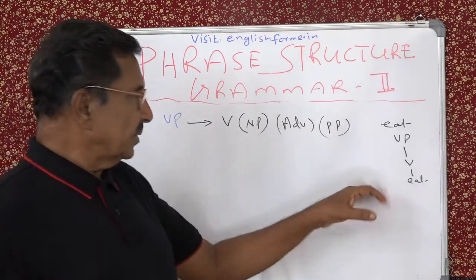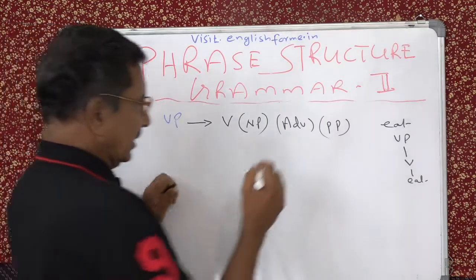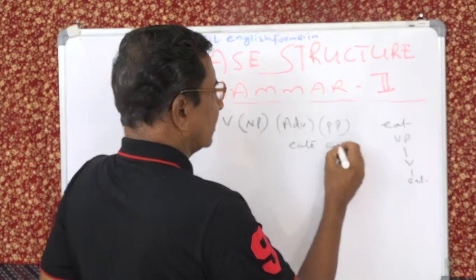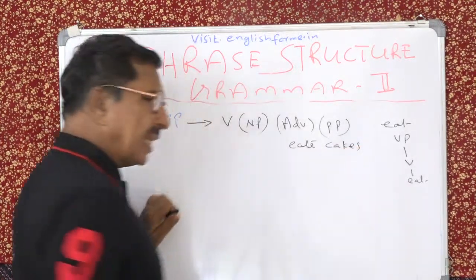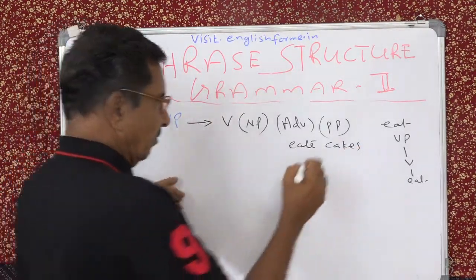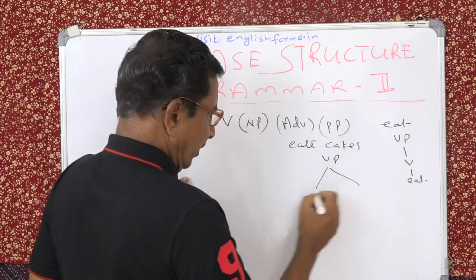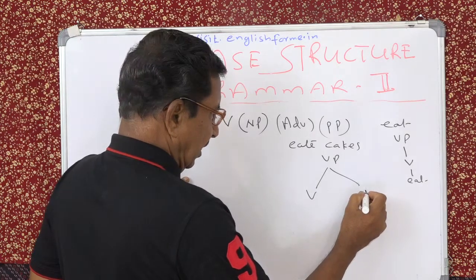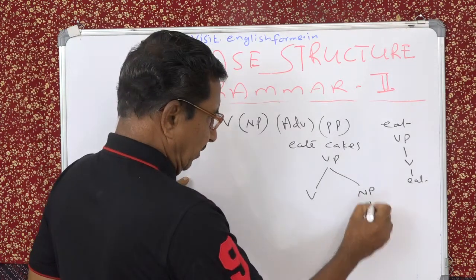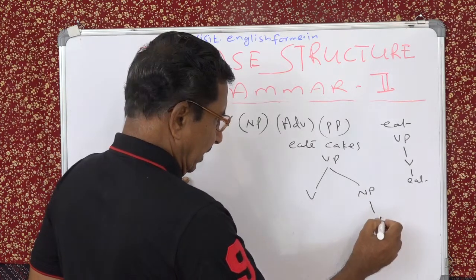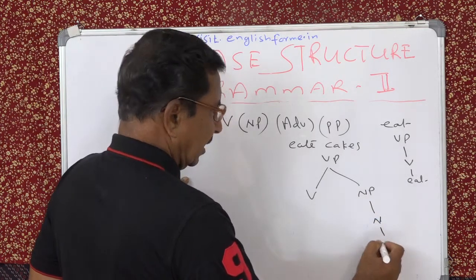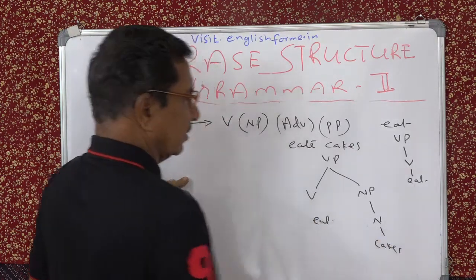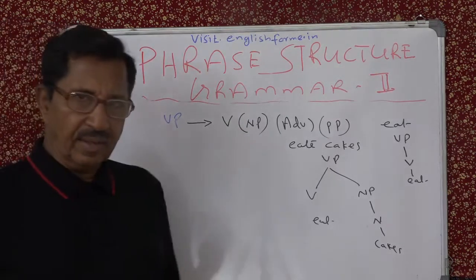That means a verb is a must. Then you say "eat cakes." One person is eating many cakes. Then you can say VP. You have got V and then N. NP you can say. Then you have got N and the N is cake. Here, "eat cakes."